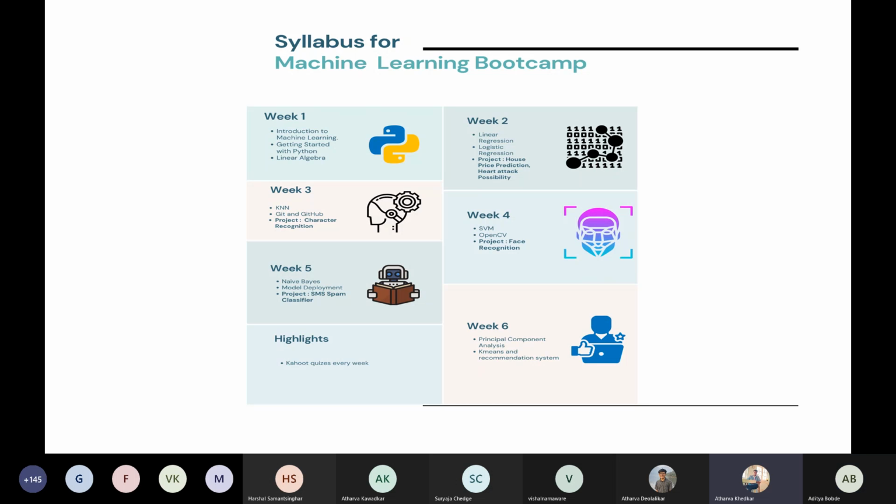Week 5 would be on Naive Bayes, and you would be creating an SMS spam classifier of your own. Just like Gmail does spam classification for mails, you would be creating an SMS classifier yourself. Proceeding with week 6, you would have some more basic concepts of machine learning cleared, that is PCA and K-means, and you would be building a recommendation system. As you can see, we have pretty packed sessions for you, and we hope that you will enjoy each and every week. So let's get you started with this first session.